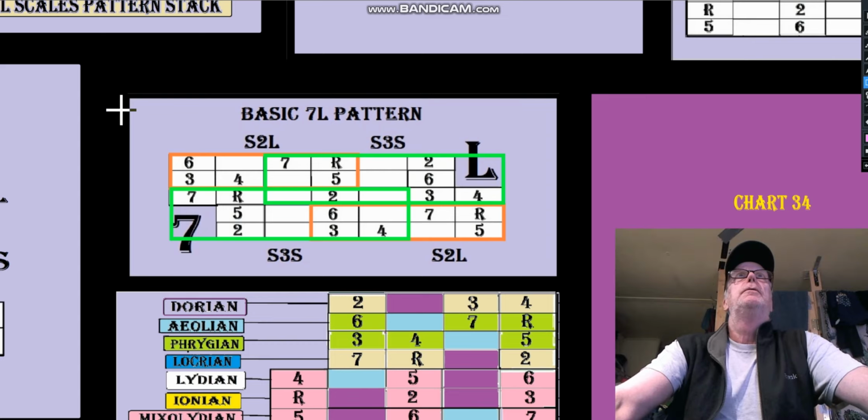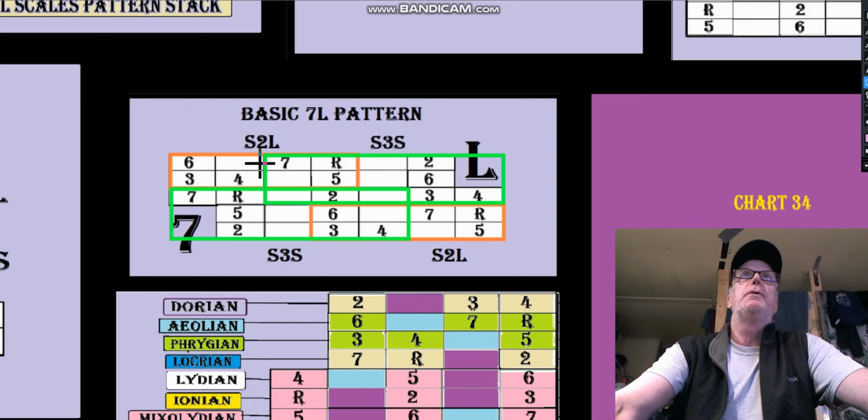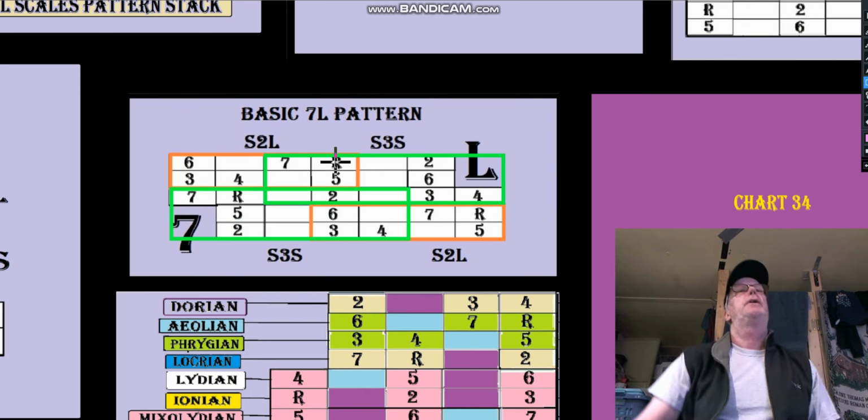Part 2. We're going to put these guys together. They share the 7 R 5 and they stack immediately on top of one another. And you can always check the way they stack to do the S3L: 2, 3, 4, 5, 6, 7, root 2. Keep counting 3, 4, 5, 6, 7, root.